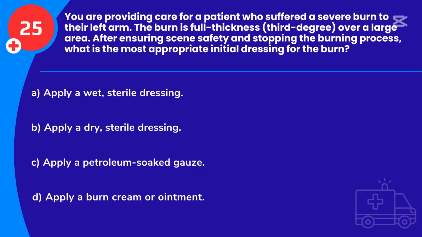Question 25. You are providing care for a patient who suffered a severe burn to their left arm. The burn is full thickness, 3rd degree, over a large area. After ensuring scene safety and stopping the burning process, what is the most appropriate initial dressing for the burn? A. Apply a wet, sterile dressing. B. Apply a dry, sterile dressing. C. Apply a petroleum-soaked gauze. D. Apply a burn cream or ointment.